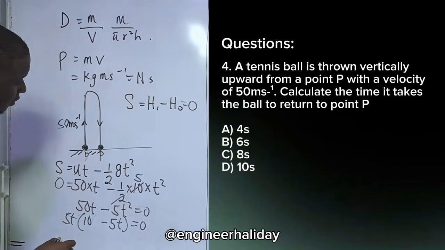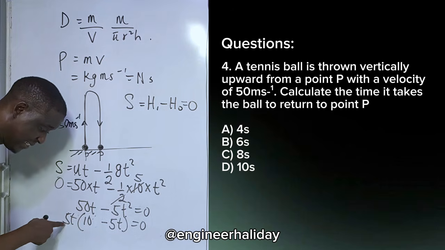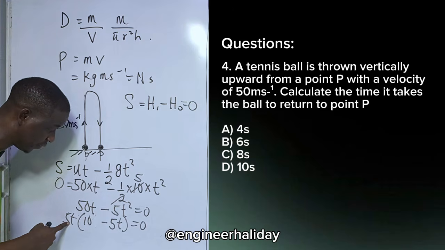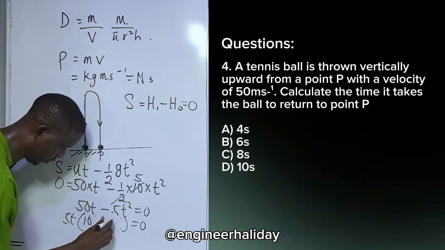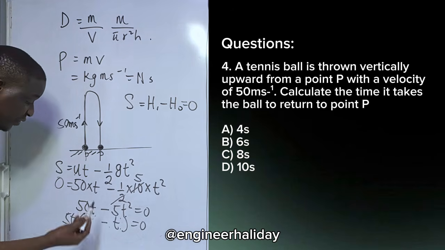Remember that you have factorized t out. 50t divided by 5t is 10. 5t squared divided by 5t is t. Sorry for that. So now, what will you have if you open the bracket? 5t times 10 is 50t.